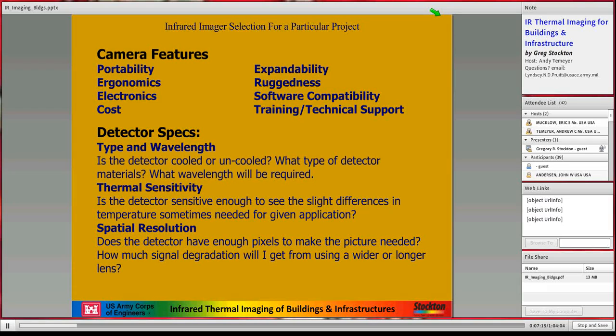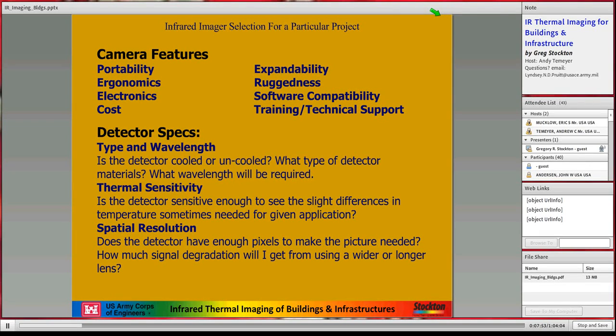As far as the detector specs, the type of detector and the wavelength of the detector are the most important. You have to have enough sensitivity to be able to see differences in temperature of the thing that you're looking at. If you're looking at steel being poured out of a hot ladle, you don't need a whole lot of thermal sensitivity. But if you're looking at a building and trying to see a slight nuance of something that's going on inside the wall based on looking at the surface temperatures, you better have some very good sensitivity.